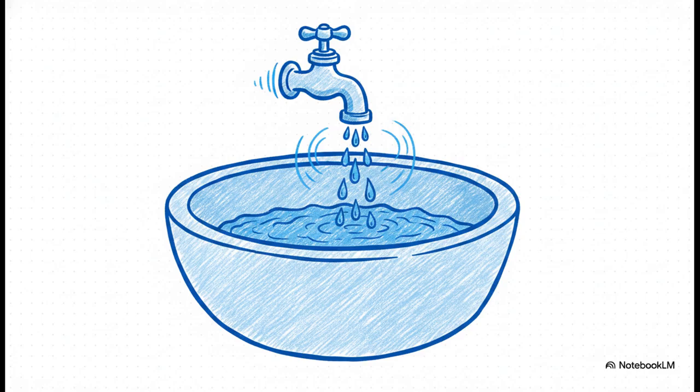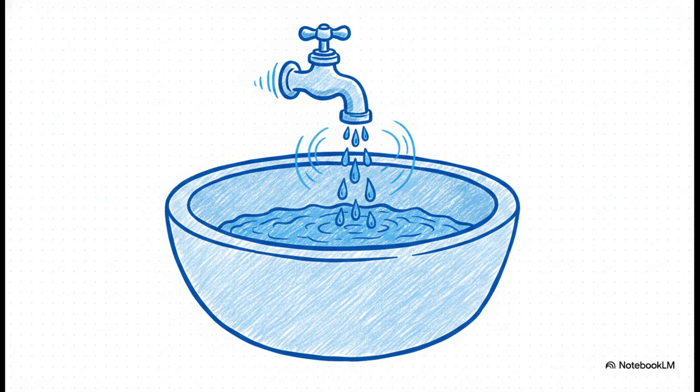The absolute best way to understand the difference is the classic leaky faucet metaphor. Incidence is the water dripping from the faucet. It measures the flow of entirely new cases developing over a specific time. It tells us the direct risk of catching the disease.